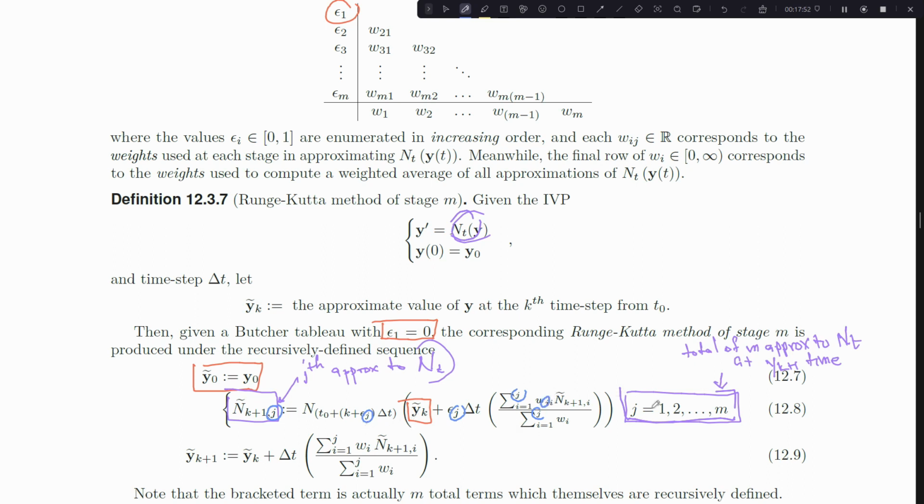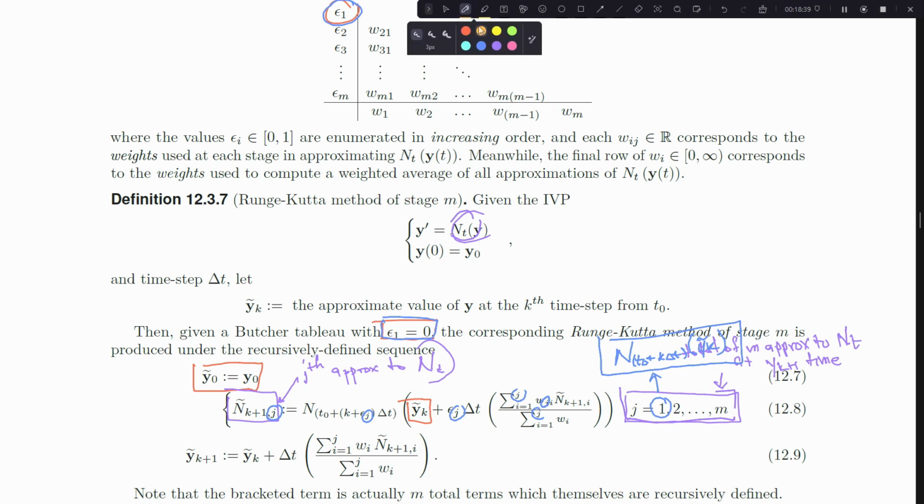So if I start at j equals 1, that means that this is n at t naught plus whatever k was, plus epsilon 1, which we've already noticed was 0. And so this is t naught plus k delta t, and then we have y tilde sub k plus, that was already 0. This is exactly the first approximation to n, right? So the j equals 1 case gives exactly n sub t naught plus k delta t evaluated at y tilde sub k. That looks exactly like the Euler approximation to n, right?